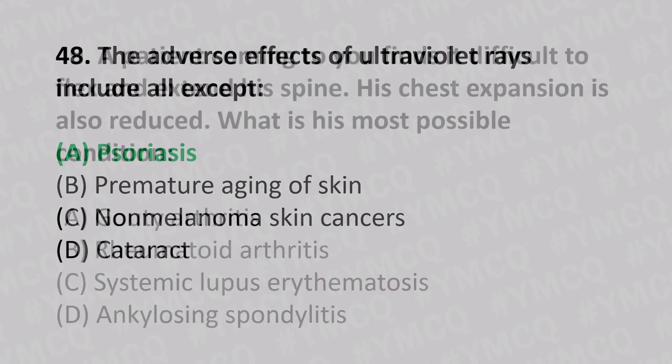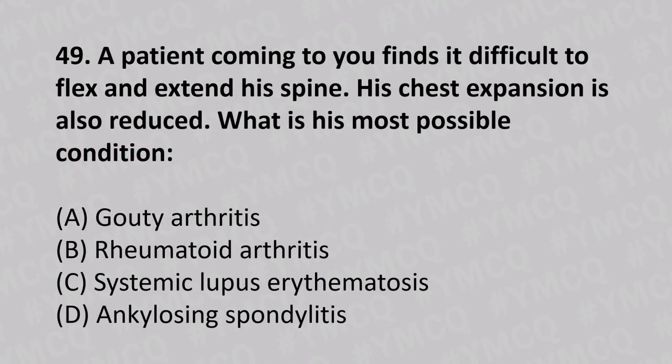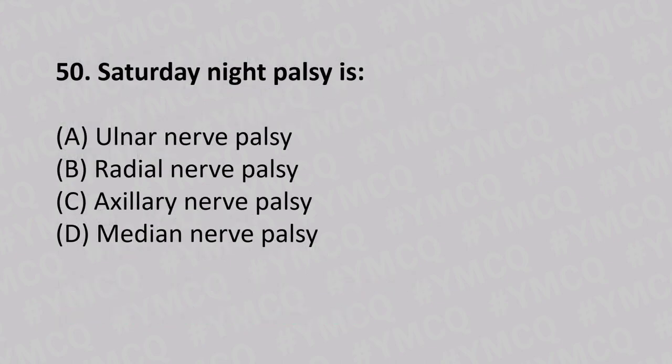Moving to our 49th question, a patient coming to you finds it difficult to flex and extend his spine. His chest expansion is also reduced. What is the most possible condition? Option A, gouty arthritis. Option B, rheumatoid arthritis. Option C, systemic lupus erythematosus. Option D, ankylosing spondylitis. And the answer is option D, ankylosing spondylitis.